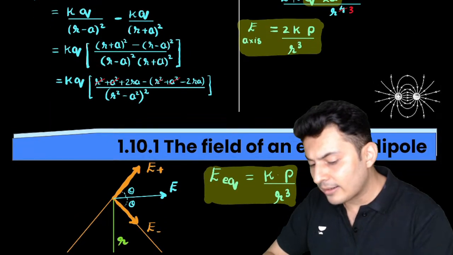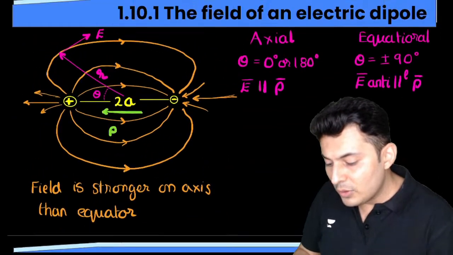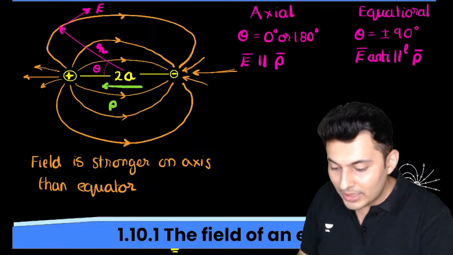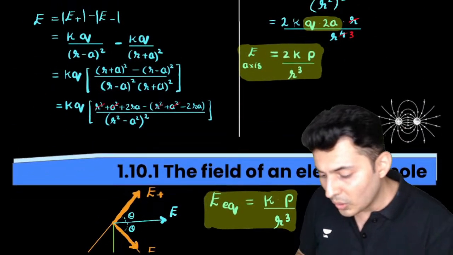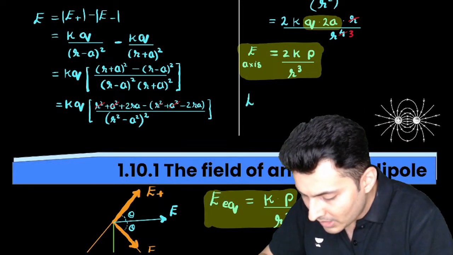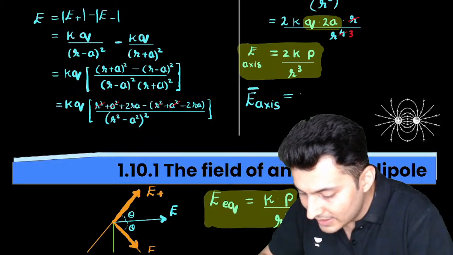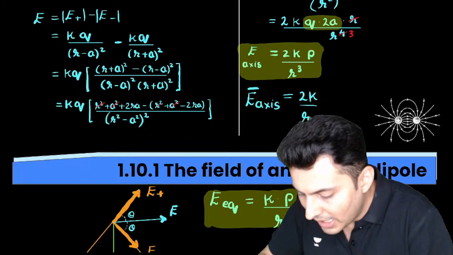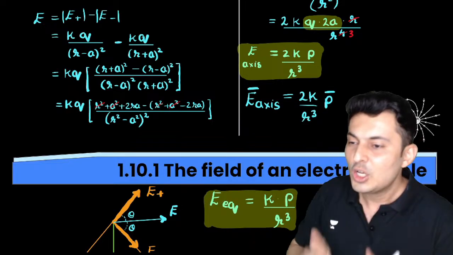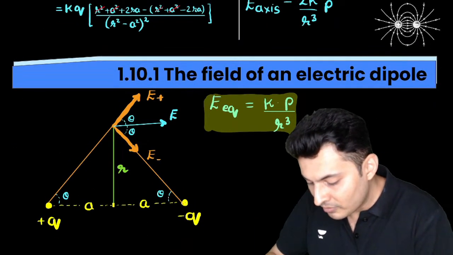Some people also like to write it in the vector form. Don't get scared by it. See, I gave you one clear indication over here only. On the axis, the field is parallel. On the equator, it is anti-parallel. So even if you try to write it in the vector form, my dear students, it will look something like this. Electric field on the axis in that vector form, because it is parallel, it will be 2k by R cube P bar. Because the direction of P bar and electric field is parallel, so just you can put bar on both sides. But only on equator I know it will be opposite.